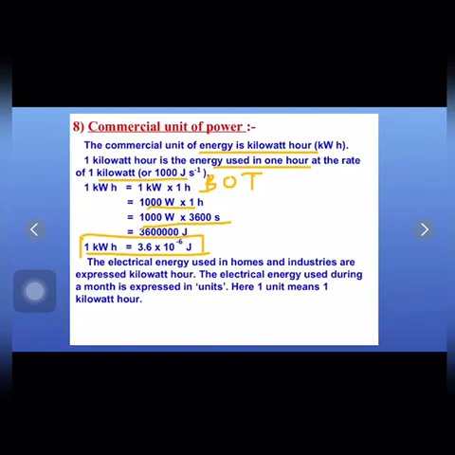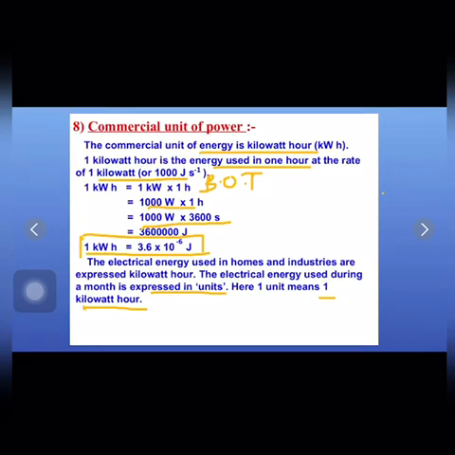So this is the relationship between the kilowatt hour and the joule. The electric energy used in homes and industries is expressed in kilowatt hour. The electrical energy used during a month is basically expressed in units. So here 1 unit means 1 kilowatt hour.